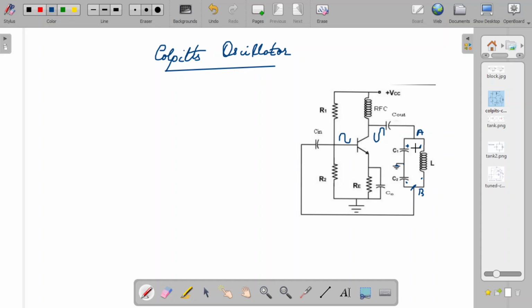So since the voltages at the points A and B are in opposite polarity, the voltage which we give back through the feedback network to the base of the transistor will be exactly out of phase with the output voltage, or out of phase with the voltage across the capacitor C1. So when this voltage is given to the tank circuit, or fed back to the base of the transistor, it will again be phase reversed.